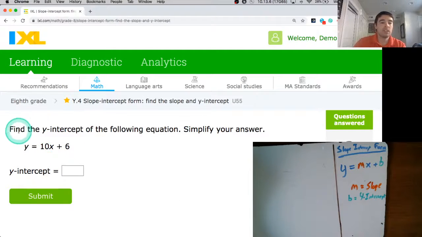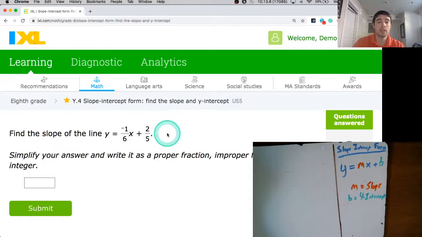Keeping things moving, we see a third example that asks you to find the y-intercept. Pretty straightforward. We see y equals mx plus b. This positive 6 represents that y-intercept, that initial value for y. If I were to make x 0 and cancel out that whole 10x term, y would have to be equal to 6. That's my y-intercept.